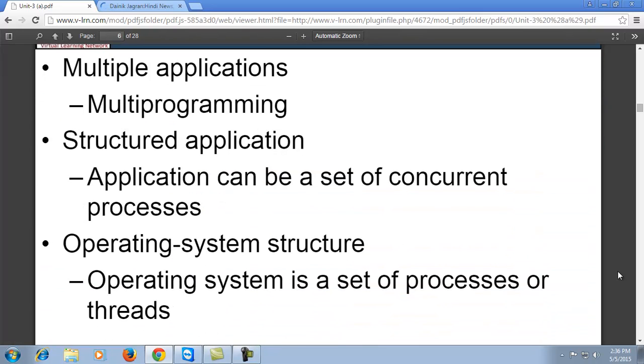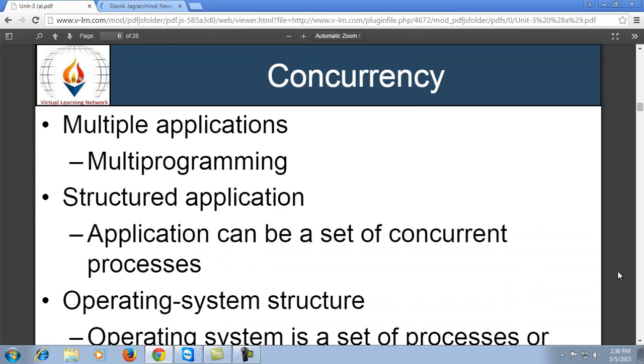in which we decide how much time to allocate to a particular process and how we execute a number of processes. Now concurrency allows us multiple applications or a multi-programming structure for execution or processing of a number of tasks. An application can be a set of concurrent processes which are running together, executing simultaneously or in parallel to achieve a common goal, or maybe the goals can be different.